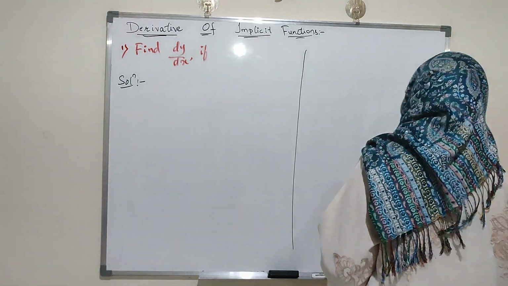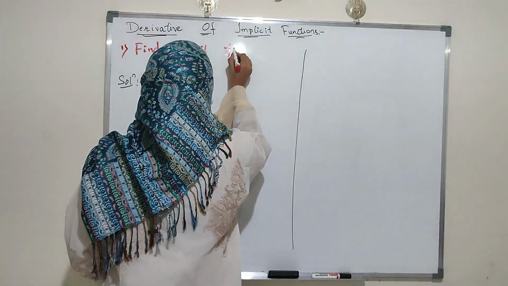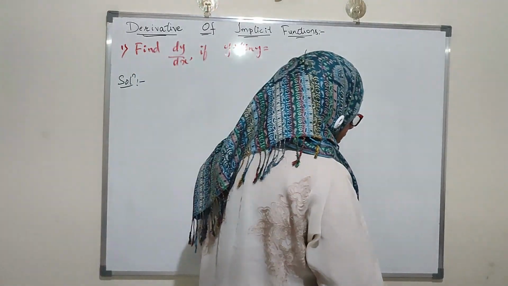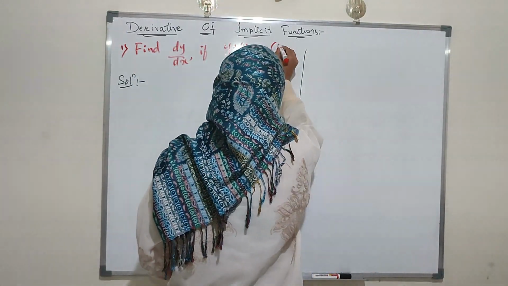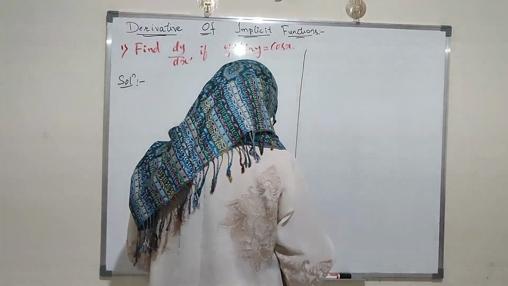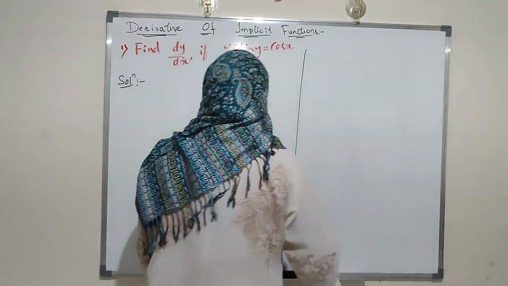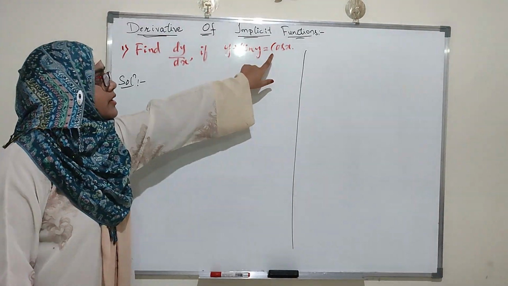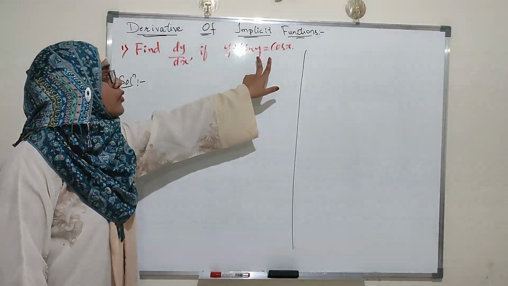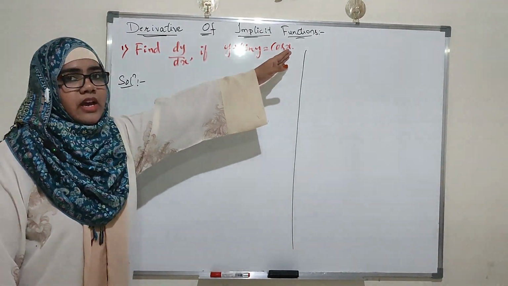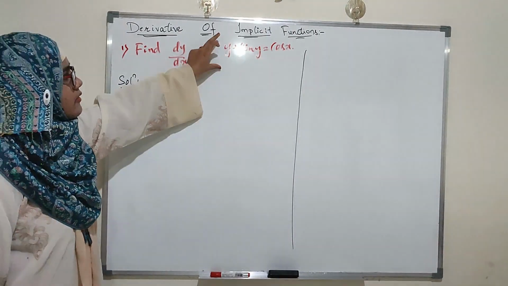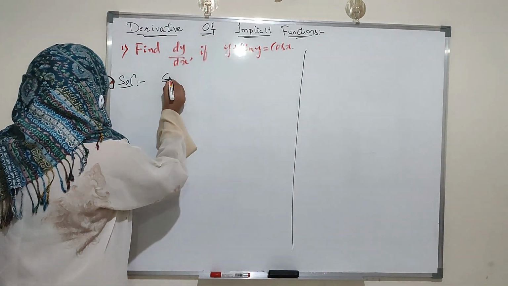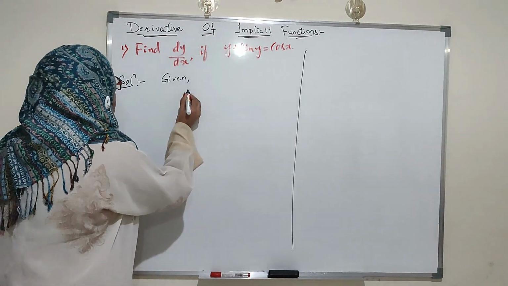Define dy by dx if y plus sin y equals cos x. So here we have a function in trigonometric ratios sin and cos, but both have different angles. Cos has angle x and sin has angle y, and y is the variable here. So now write the given solution.